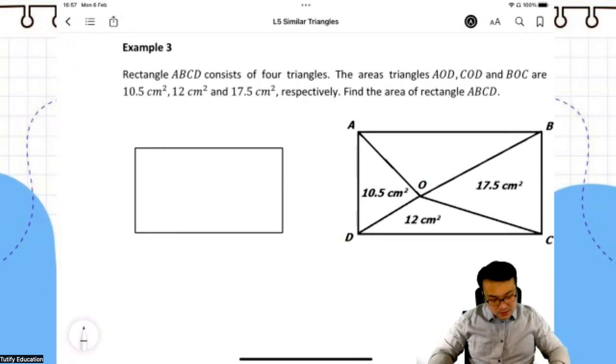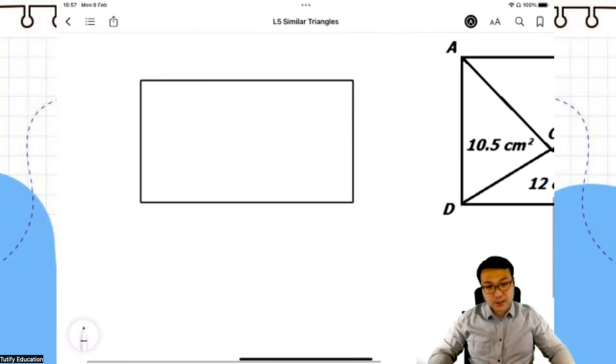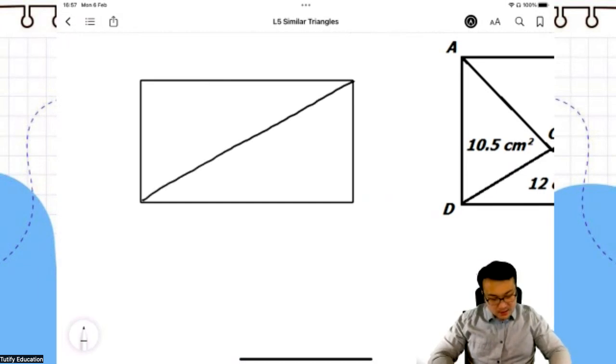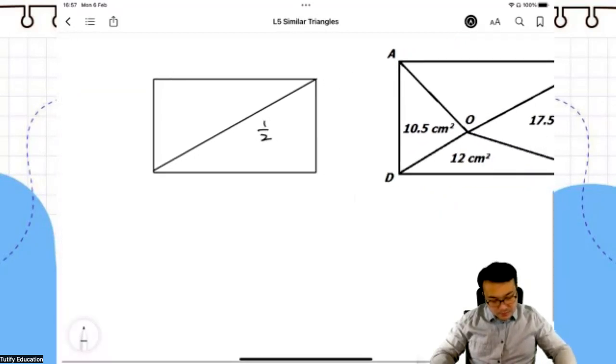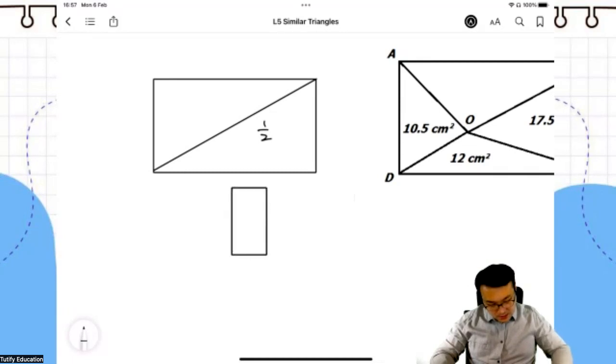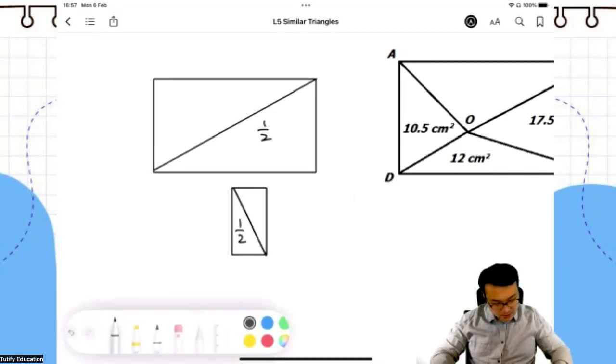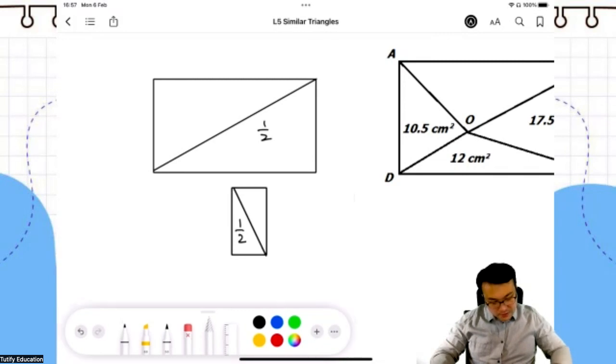Malcolm. Okay, Malcolm, let me ask you something. We have a rectangle. If I were to draw a line to cut this into half, what shape am I forming inside the rectangle? Triangle. Do you agree that this triangle is actually half of the rectangle? Yes. Very good. Now, if I were to draw another rectangle like this, and let me cut it like this, do you also agree that this triangle is half of the rectangle? Yes. Okay, very good. I'm going to join them.